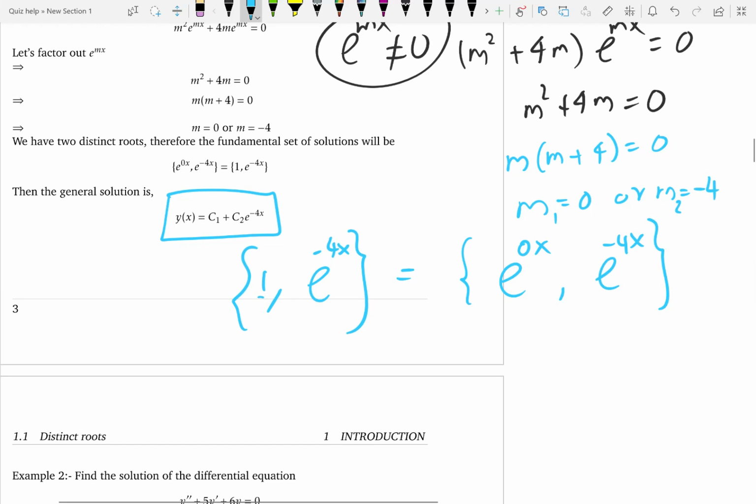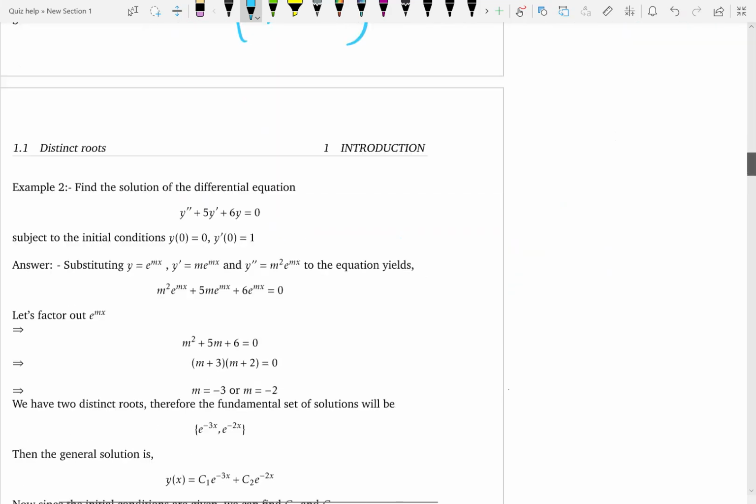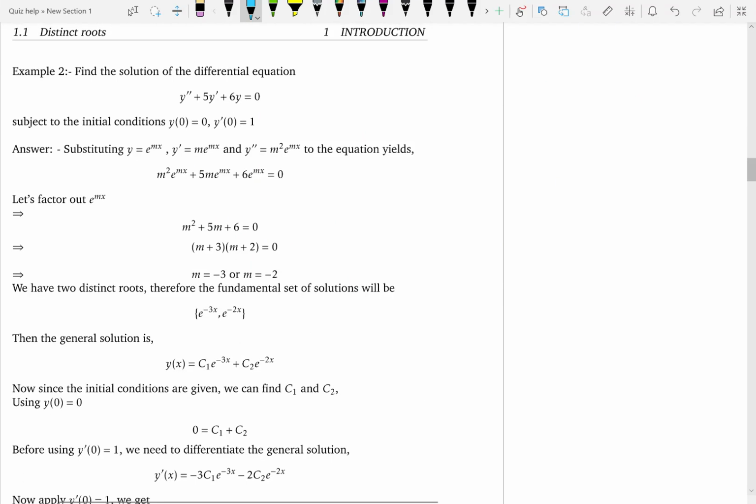That is how we solve a problem when we have two distinct roots. Easiest case. Isn't this easy? Right? It's all about factorizing, okay? Or using the quadratic formula. Let's look at another example. So y is equal to e to the mx. So let's substitute that into the second example, okay?